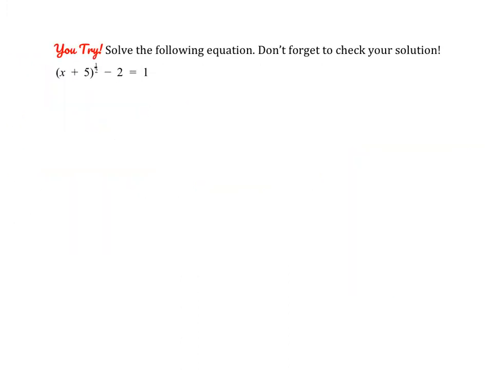All right, so now it's your turn to try one on your own. Please pause the video and give this problem a try, and then when you're ready to check your work, hit play.